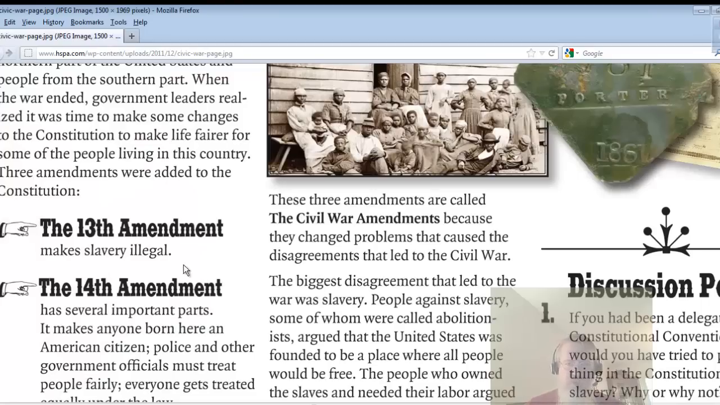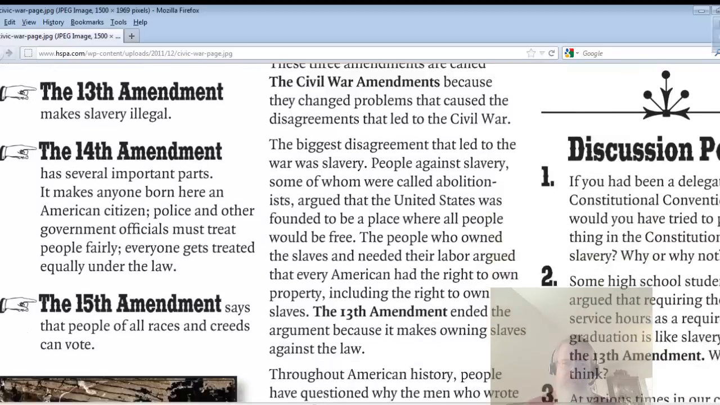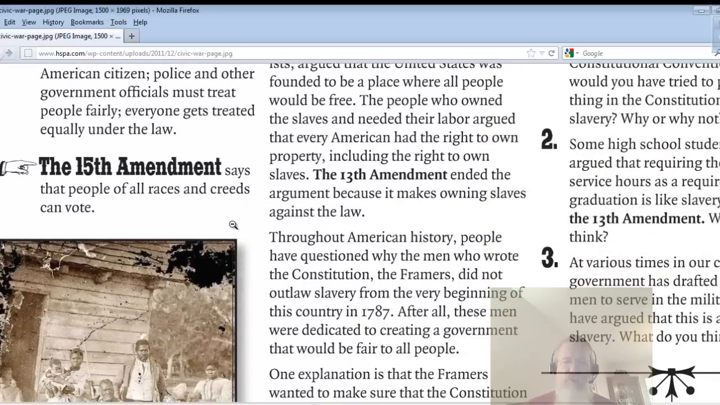And you can see just briefly here the 13th Amendment that made slavery illegal. The 14th Amendment that anyone born here became an American citizen. So all these people up here, the African Americans who had been held in slavery, born in the United States, well, they were now citizens. And then the 15th Amendment gave people of all races and beliefs, men that is at this point, women will get the vote later, the right to vote.